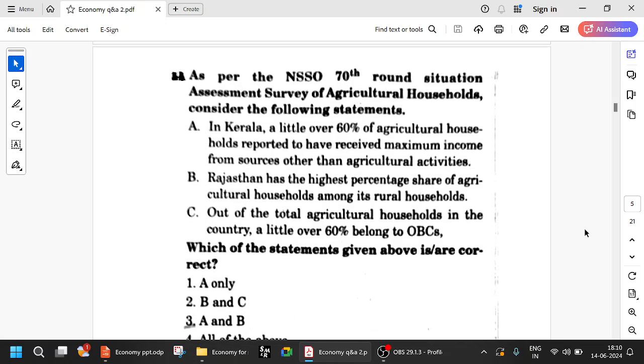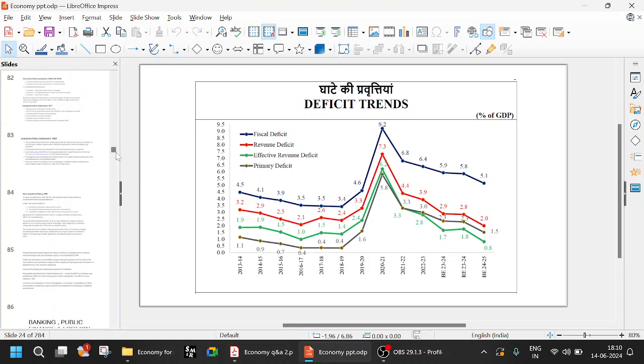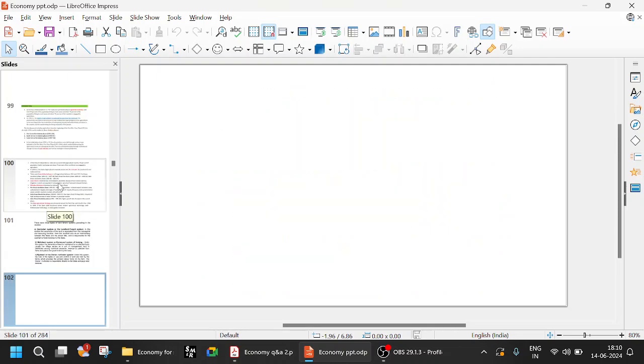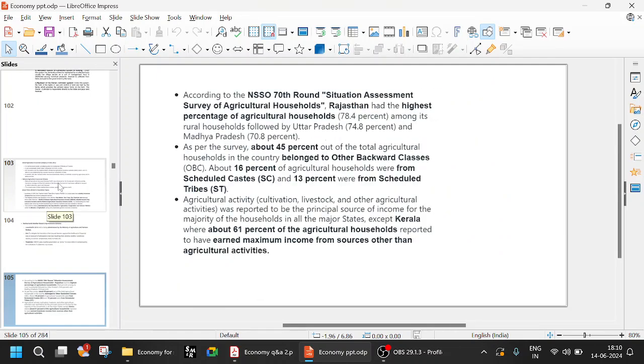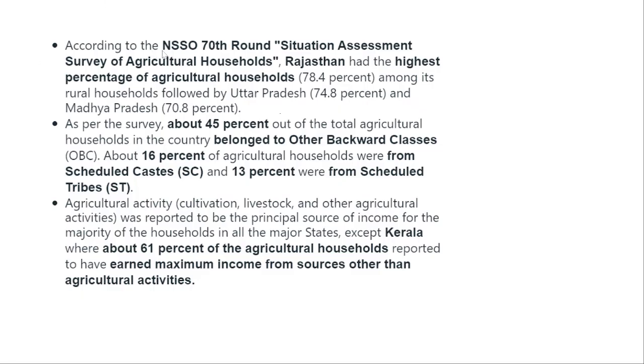Okay. So as per the NSSO 70th round of situation assessment survey of agricultural households. So let us look at agriculture, right? So let us go to agriculture. In the agriculture sector, we've seen all this yesterday. So according to the National Sample Survey Organisation, which is very important, the 70th round, the recent one, situation assessment survey of agricultural households.